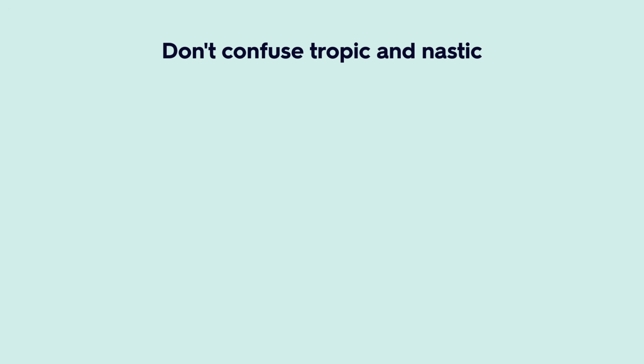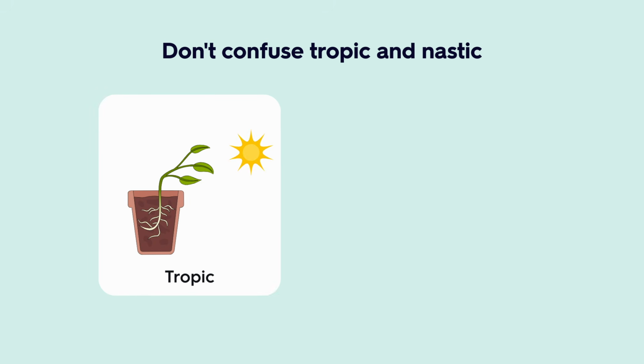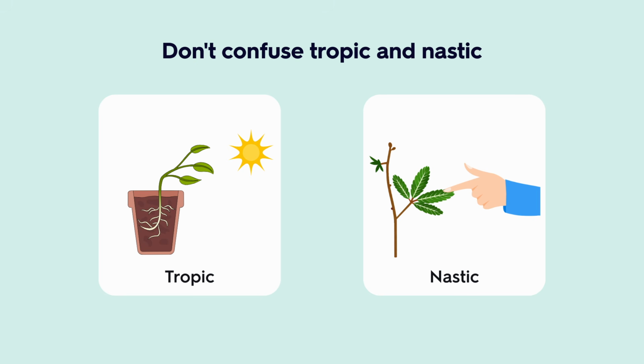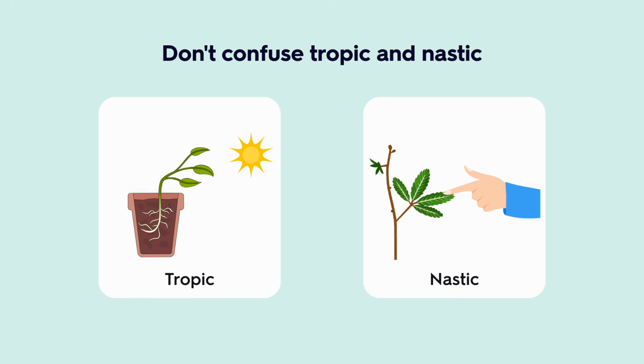Before we finish, let's clear up a common mistake. Calling every plant response a tropism. If direction matters, it's tropic. If direction doesn't matter, it's nastic. That one check keeps you from mixing them up.